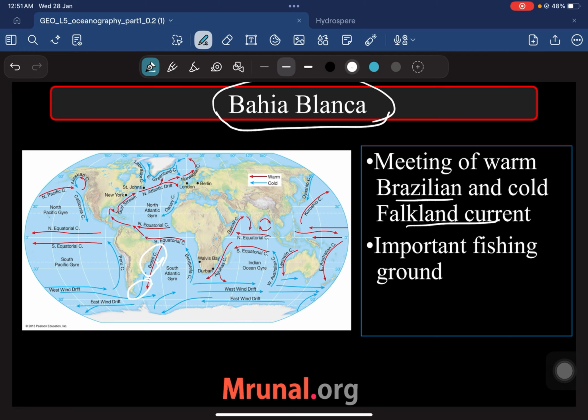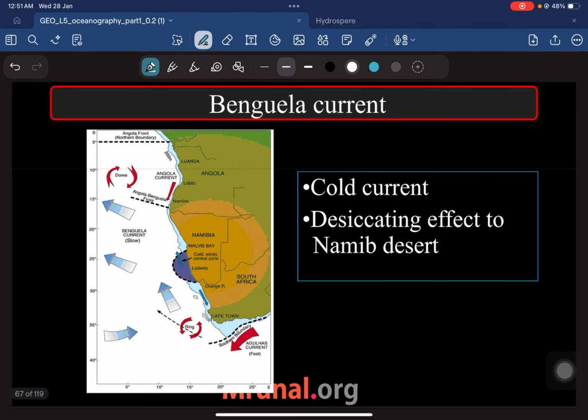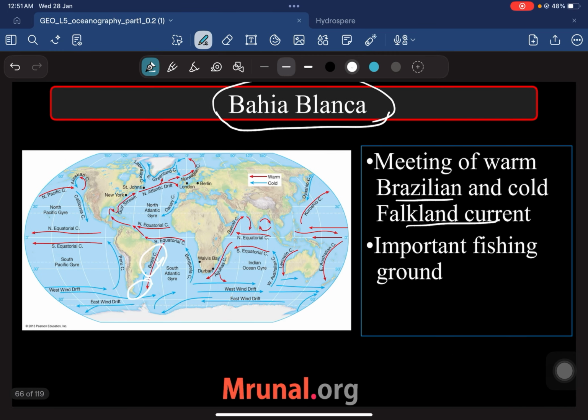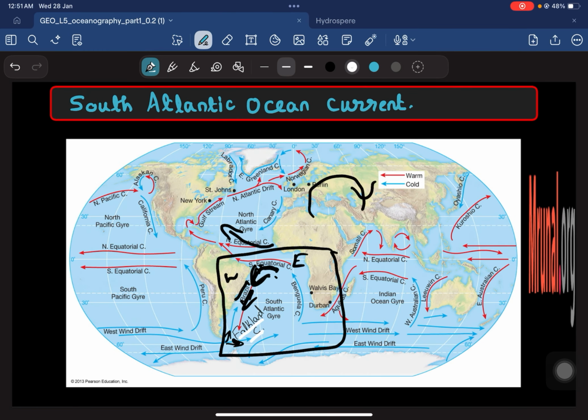Where the Brazilian current will meet the cold Falkland current, it is called Bahia Blanca. Okay, now the Benguela current. What is this Benguela current? Where is it? See here. Here only you can see the Benguela current.